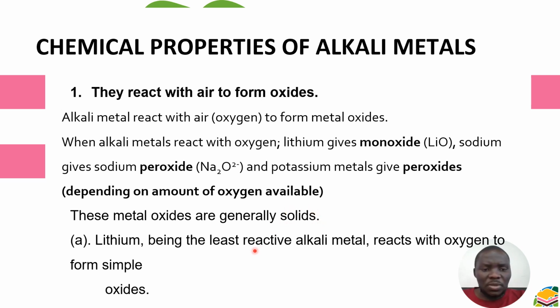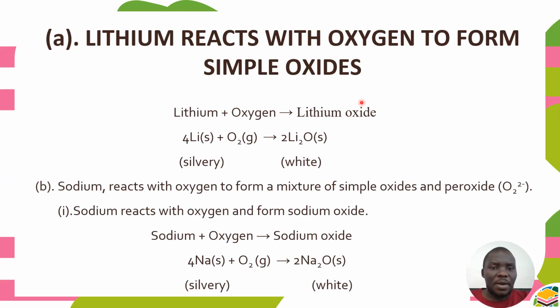So let us start looking at one chemical reaction with one metal. Lithium, being the least reactive alkali metal, reacts with oxygen to form a simple oxide. We can have a word equation first. Lithium is combining with oxygen to form lithium oxide. So this is a chemical equation with symbols. The color of lithium is silver and the product is white. So when we're talking about lithium oxide, this is the chemical formula of lithium oxide.